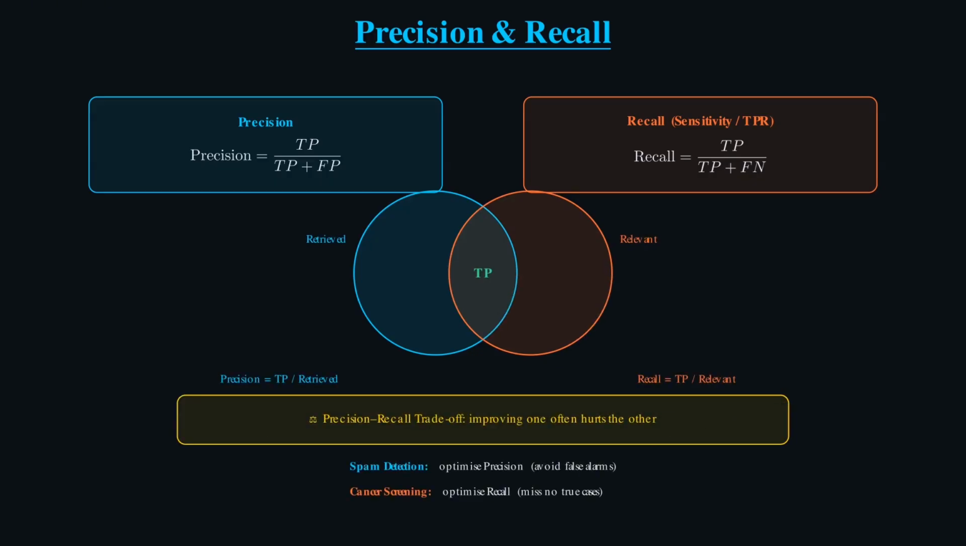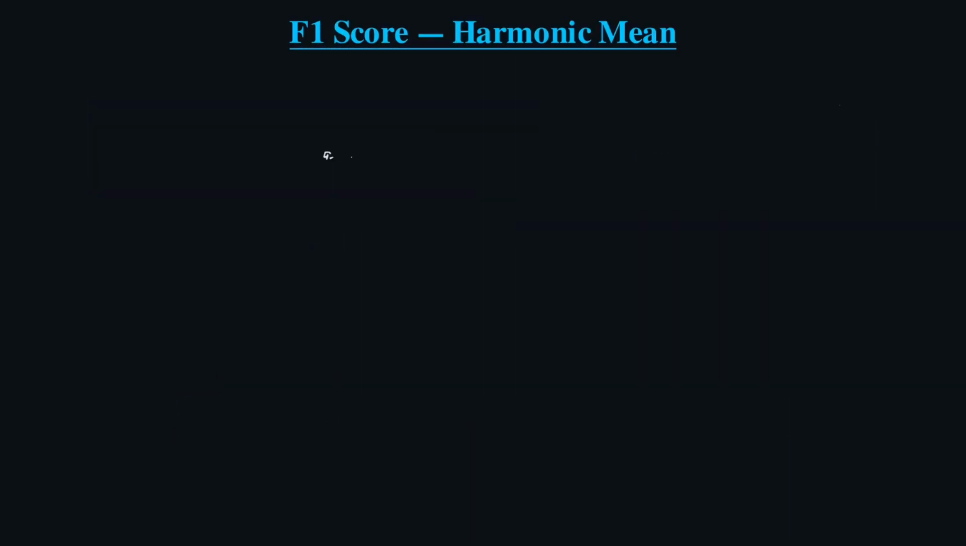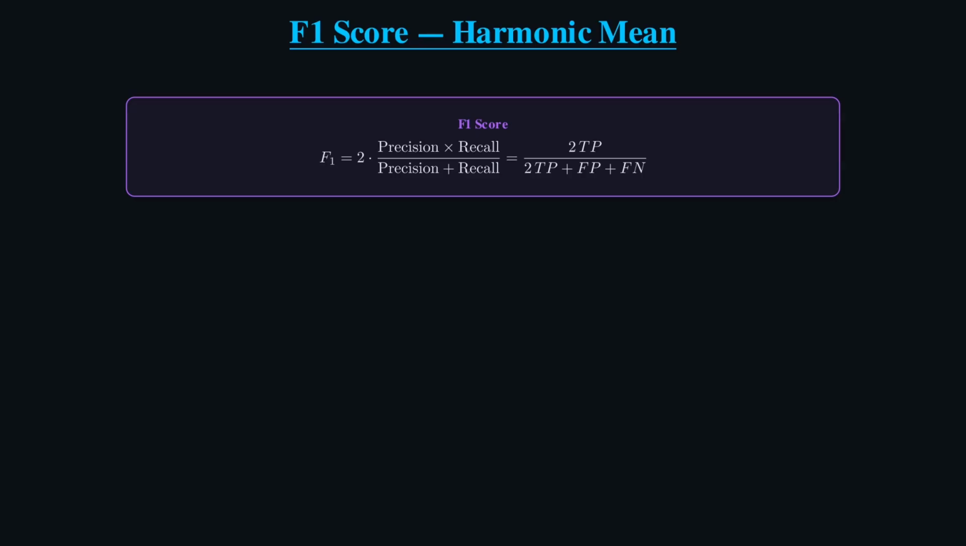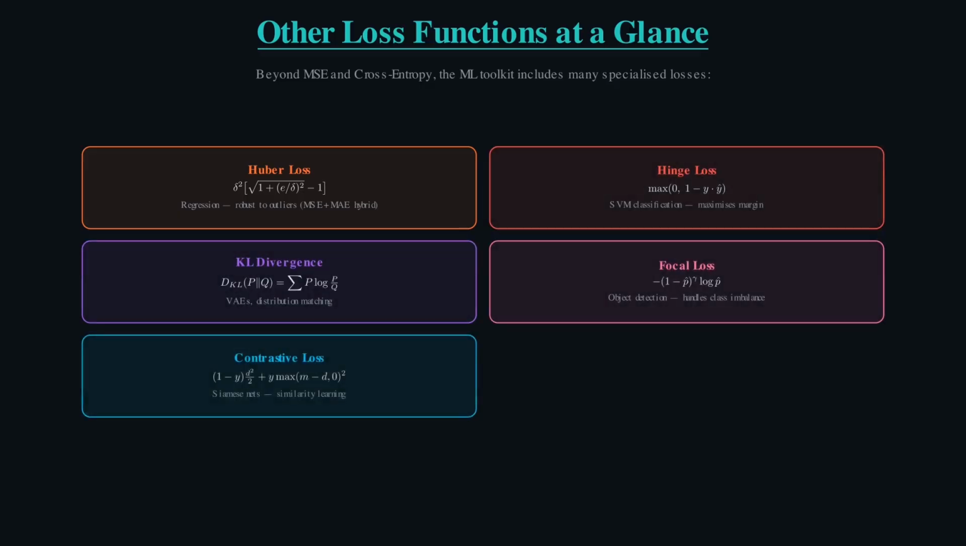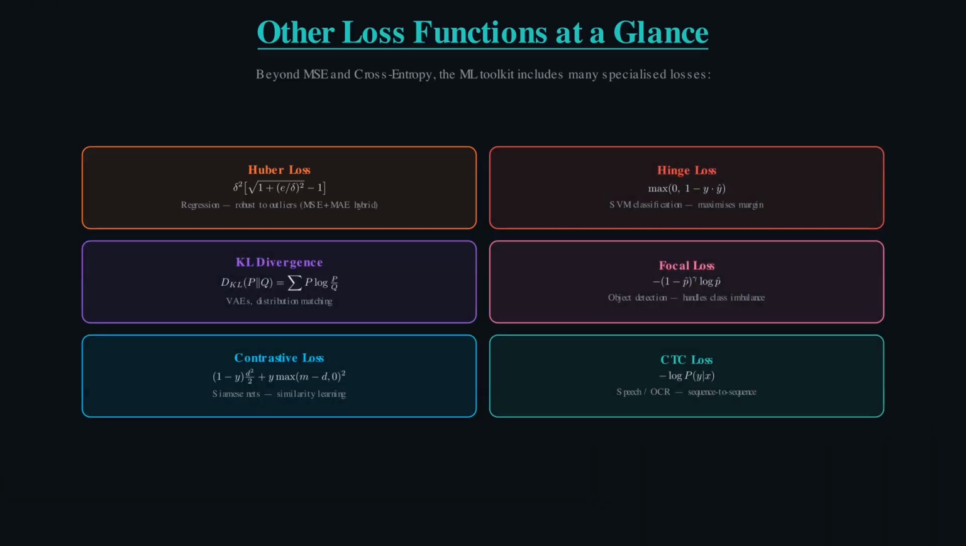Here's the catch. They naturally pull against each other. Chasing more true cases usually triggers more false alarms, making their balance a fundamental trade-off you must optimize for your use case. The F1 score balances precision and recall using a harmonic mean. Unlike a standard average, it heavily penalizes extreme imbalance, so a model can't mask poor performance in one metric. That's why, on skewed datasets, F1 gives you a single, honest score that only rewards models performing well on both fronts.